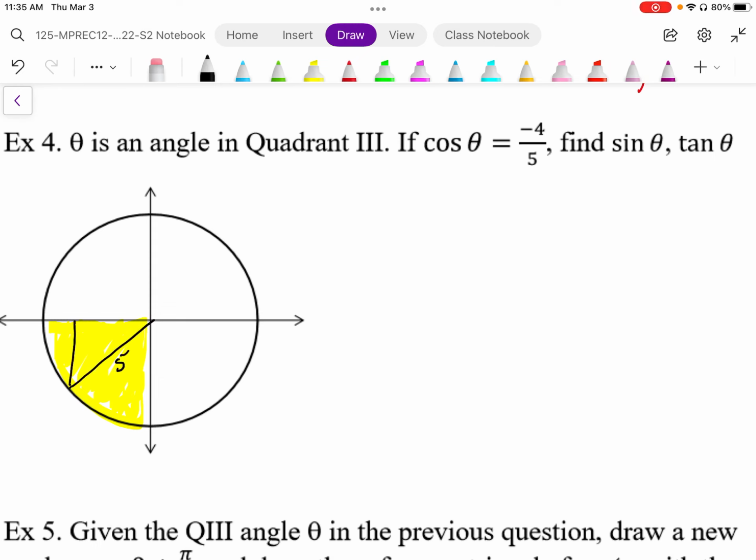Okay, so my radius is 5. I've gone to the left 4. And I'm being asked to find sine theta, tan theta. Well, if that's the case, then what I should do is find that third side using Pythagoras. I get 25 minus 16 is 9. Square root of 9 is 3.